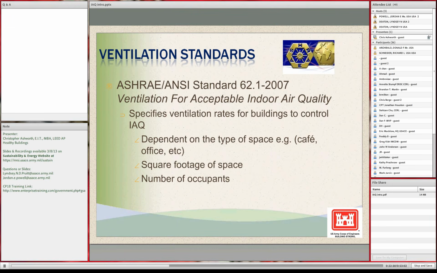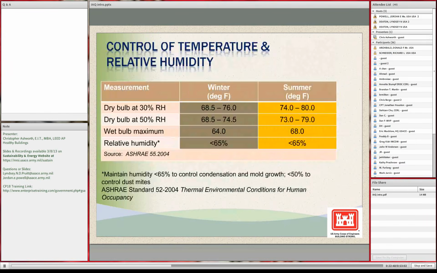And each space type, such as a classroom, has a different requirement on a square footage and individual basis than an office space or a cafe. So it's wide-ranging, it's comprehensive, and it's an industry standard. But this is really where the management of indoor air quality comes from.